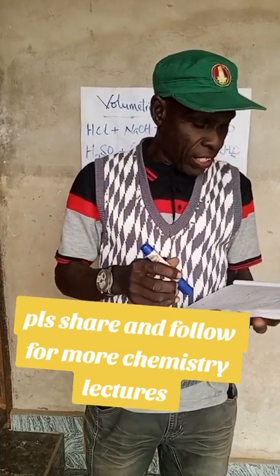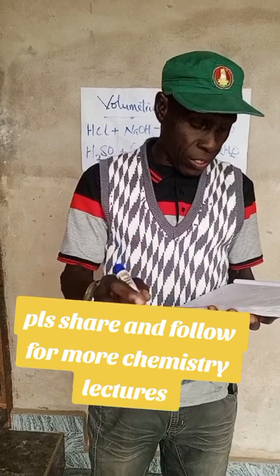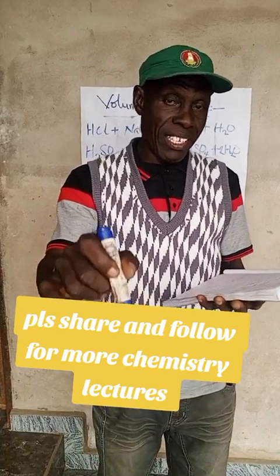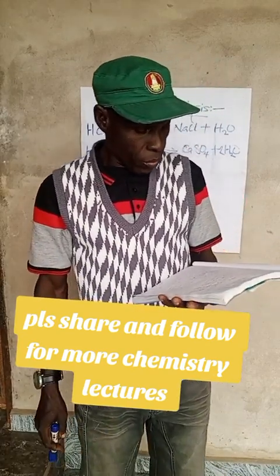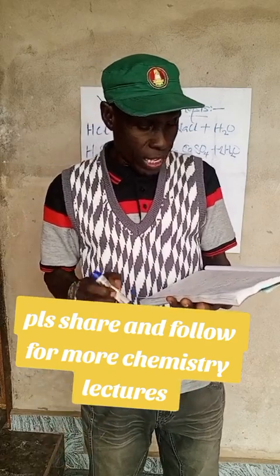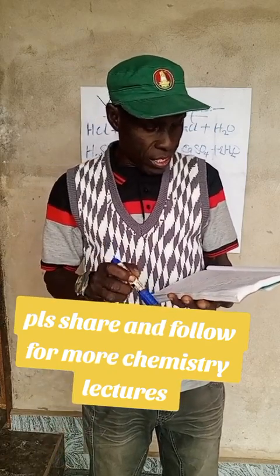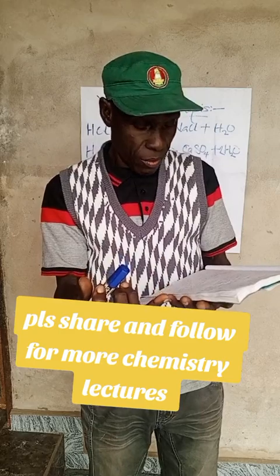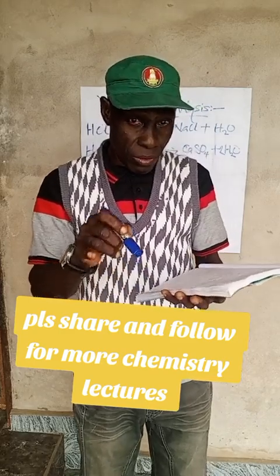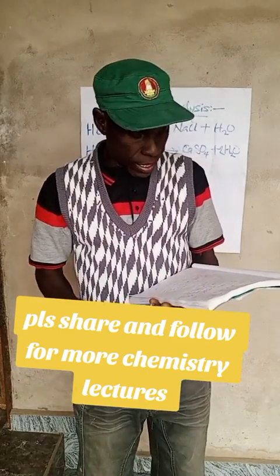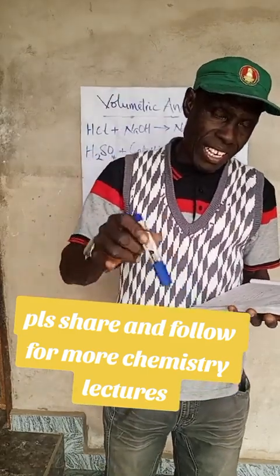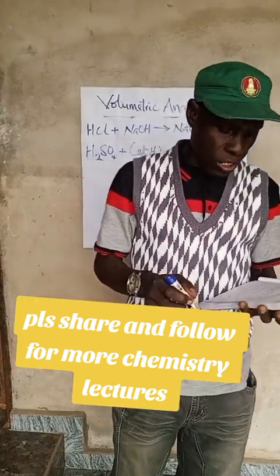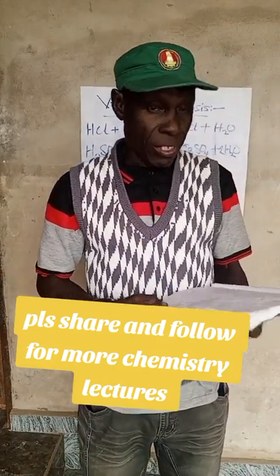Then place the white filter paper under the conical flask, into which you already pipetted the base. Then, as I've said before, wash the burette with water and rinse it with the acid used. Then stand the burette through the burette stand. Then put the dilute acid inside the burette using the funnel. Then record your initial volume of the acid before the titration.